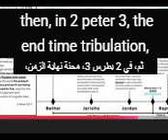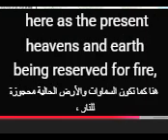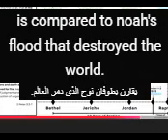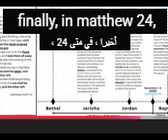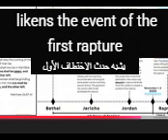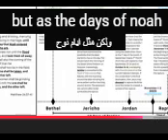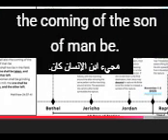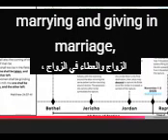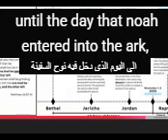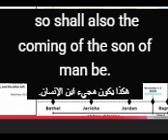Then, in 2 Peter 3, the end-time tribulation, described here as the present heavens and earth being reserved for fire, is compared to Noah's flood that destroyed the world. Finally, in Matthew 24, Jesus himself likens the event of the first rapture to the flood that occurred during the days of Noah. But as the days of Noah were, so shall also the coming of the Son of Man be. For as in the days that were before the flood, they were eating and drinking, marrying and giving in marriage, until the day that Noah entered into the ark, and knew not until the flood came and took them all away. So shall also the coming of the Son of Man be.